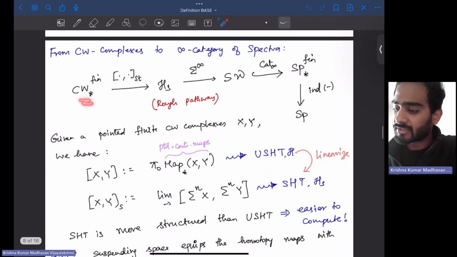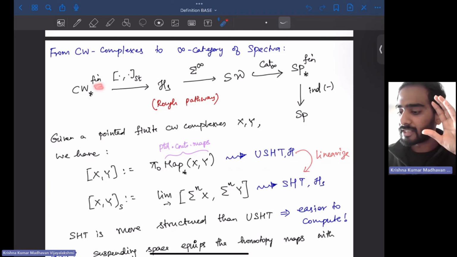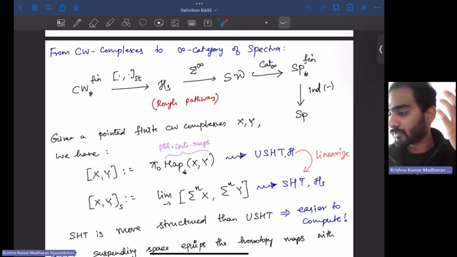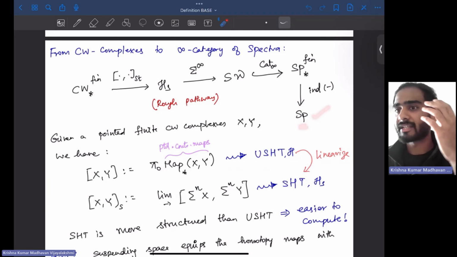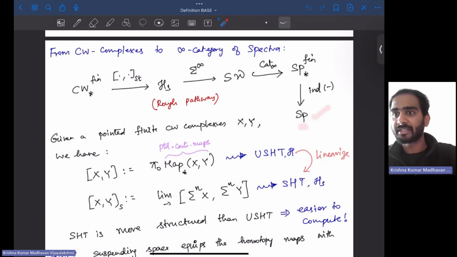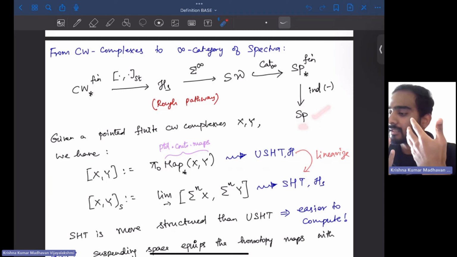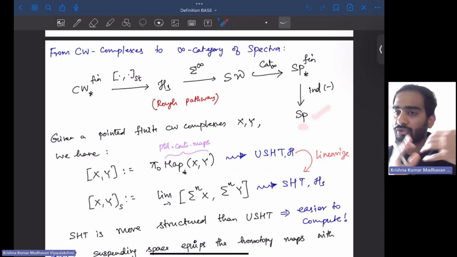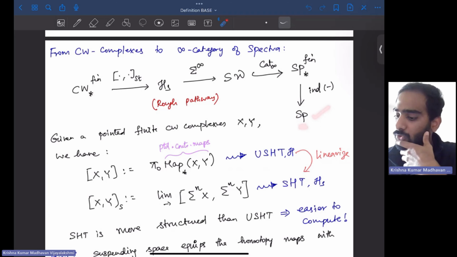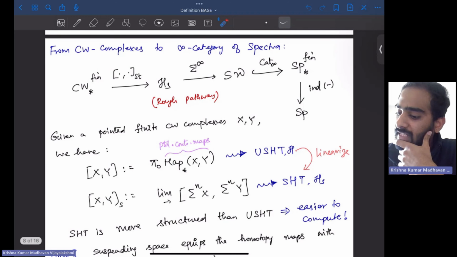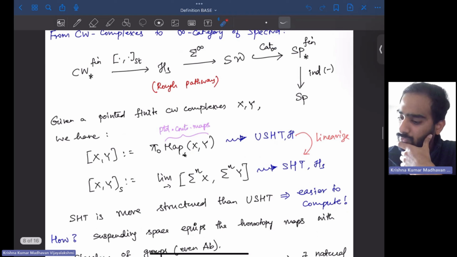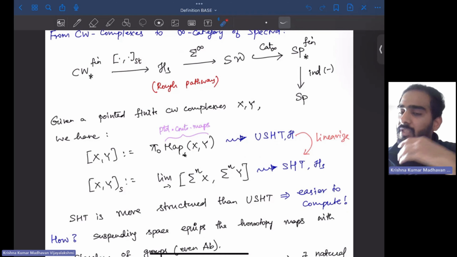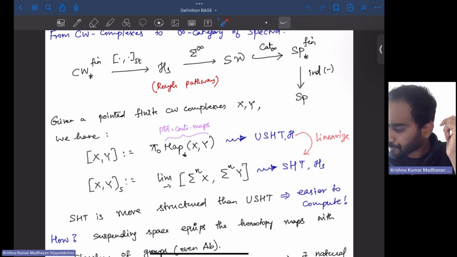So there's a loose pathway. You start with pointed finite CW complexes, and then how do you go to spectra? The reason I want to end with spectra is that spectra are the main object underlying all the constructions we are going to see in this talk and in the upcoming talks. So start with the finite CW complexes, and then we can consider the stable homotopy. Okay, there's a typo here, it should be ST.